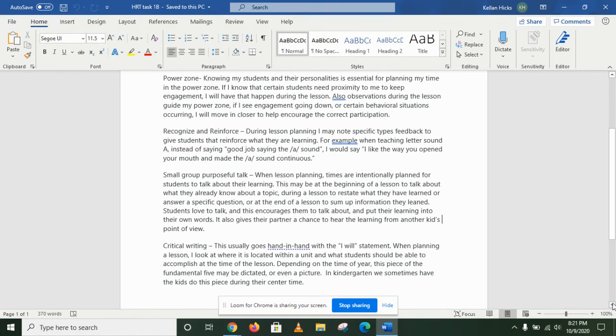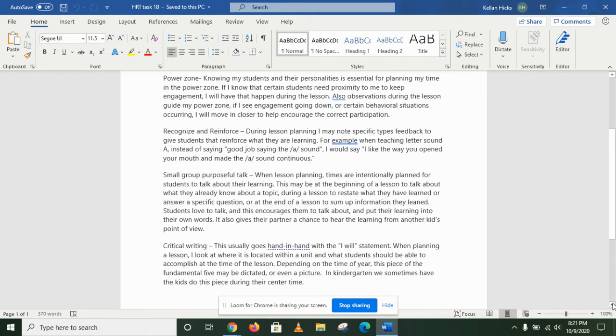And a lot of times in kindergarten, we have their critical writing piece be done in an independent center. So it may be done not necessarily at the conclusion of a lesson, but later on during their independent center time.